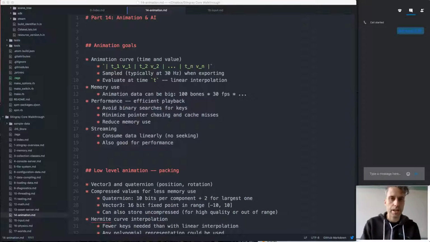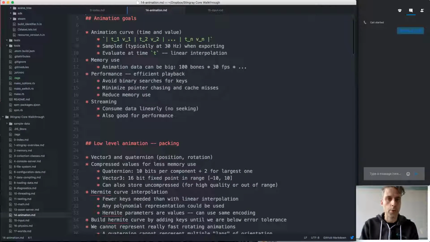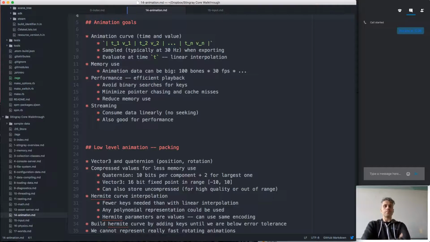So today I'm going to go through animation, AI, and also the input system if we have time, which I think we will. So animation. Let's start by looking a little bit at the goals of animation. What is it that we want to accomplish with the animation system?